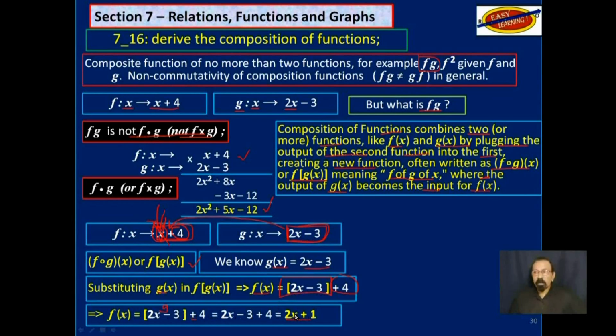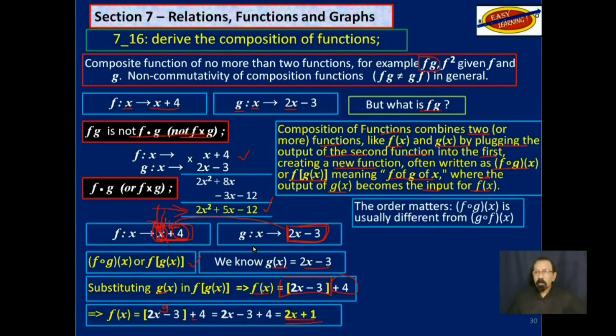Now remember what I told you about f of g is not the same as f multiplied by g. This is f of g. This up here is f multiplied by g. They are two different terms. And now, even when you consider the orders, f of g of x is not the same as g of f of x. So now let's go find g of f of x and see if we get this same thing here. If not, then we know that they are non-commutative.